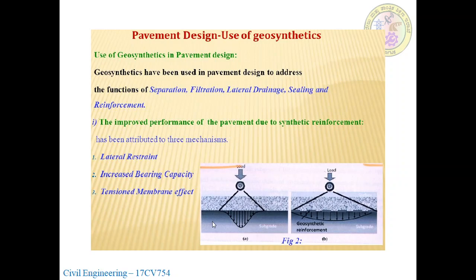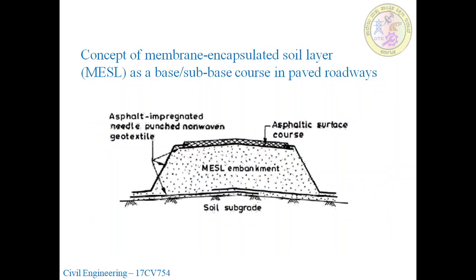Then the tension membrane effect, where at the junction of the loose soil and the hardened soil, the separation will be there, so the tension will be affected. Here is the concept of the membrane encapsulated soil layer as a base or sub-base course in paved roadways. As we studied earlier, the sub-base and the base are very important courses.